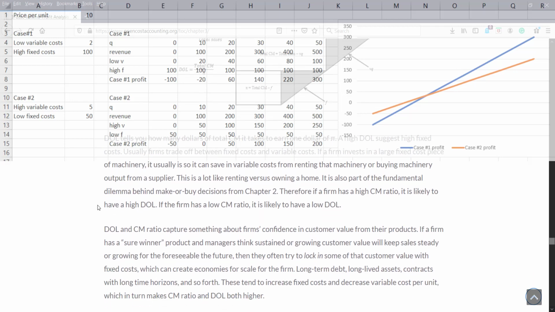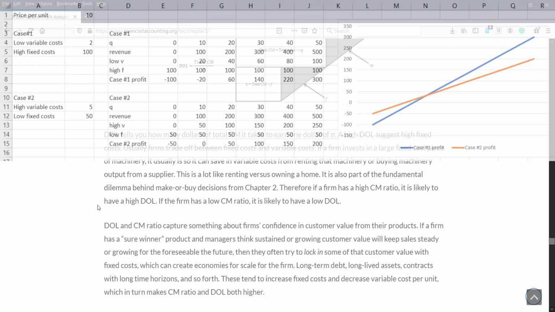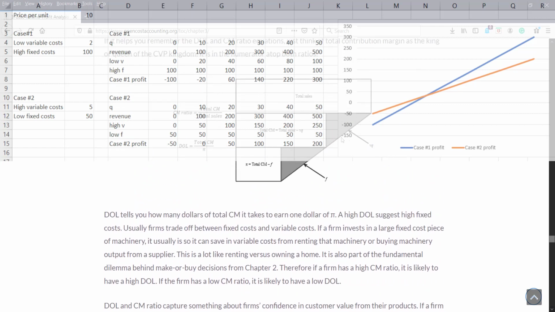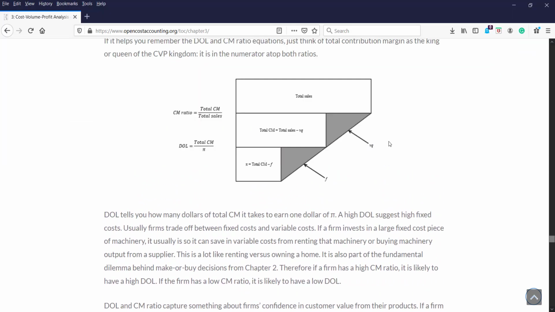This tells you, are you locked in to get economies of scale with long-term debt, long-lived assets, contracts with long time horizons, and so forth, these fixed costs? Or are you being more flexible in case of a downturn, a sales dip? If you're saying, well, I want more variable costs so that, hey, if I don't make the sales, I don't owe the money.